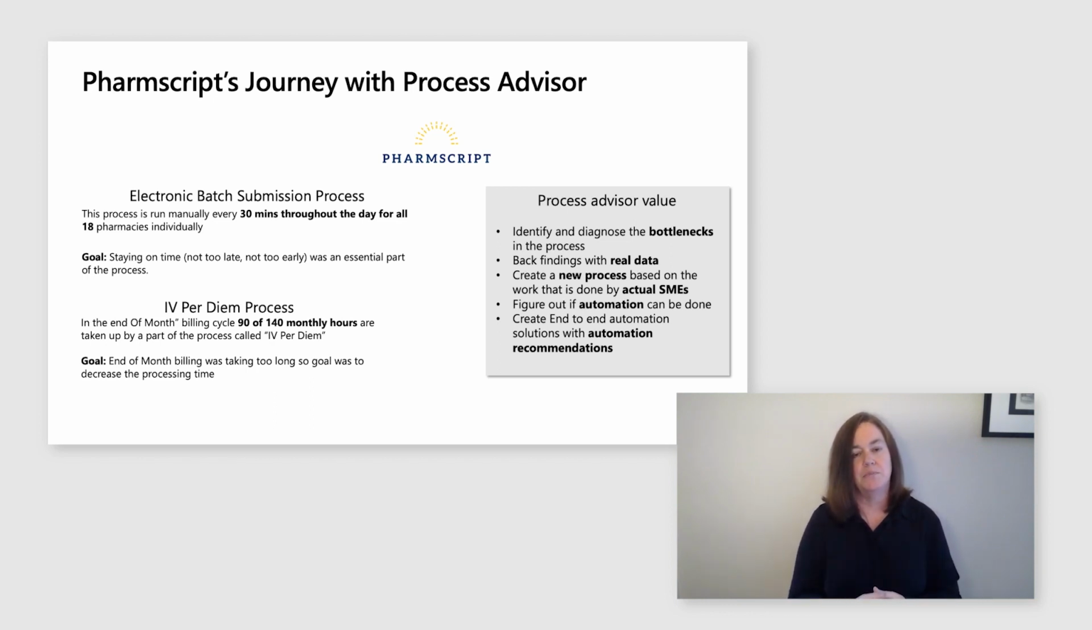and what to optimize. So what they've called out is they were able to identify and diagnose bottlenecks in their process. They were able to back their findings with evidence of real data. They were also able to create a new process and improve the process based off of now what they knew the business users were doing. And from there, they were able to decide what are the best areas for automation. And by using our automation recommendation, we're able to create end-to-end automation solutions.